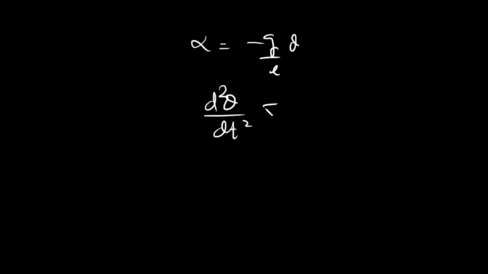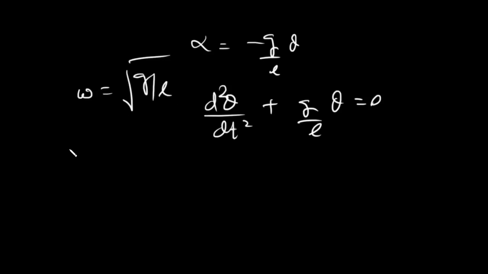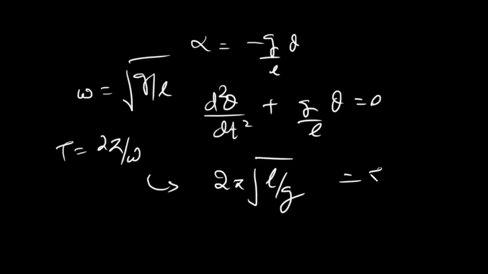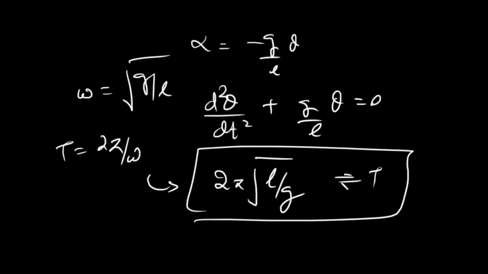Alright. Alpha is minus g by L theta. What is alpha? Alpha is d square theta by dt square plus g by L theta equals 0. We can assume omega to be root g by L. And what was T? T would be 2 pi by omega. So T would turn out to be 2 pi root L by g, which is the same as I did earlier. So this is the answer.